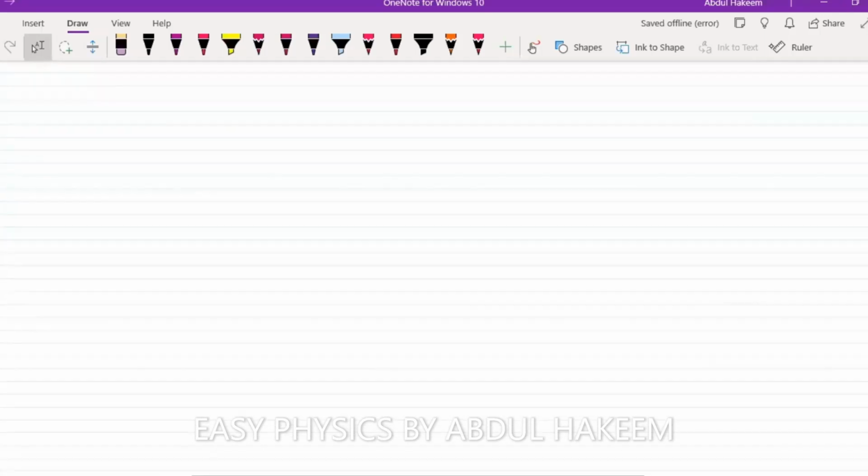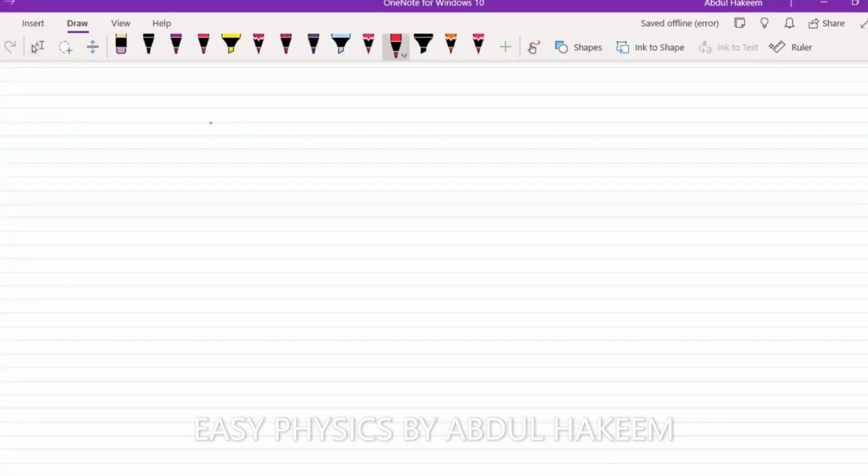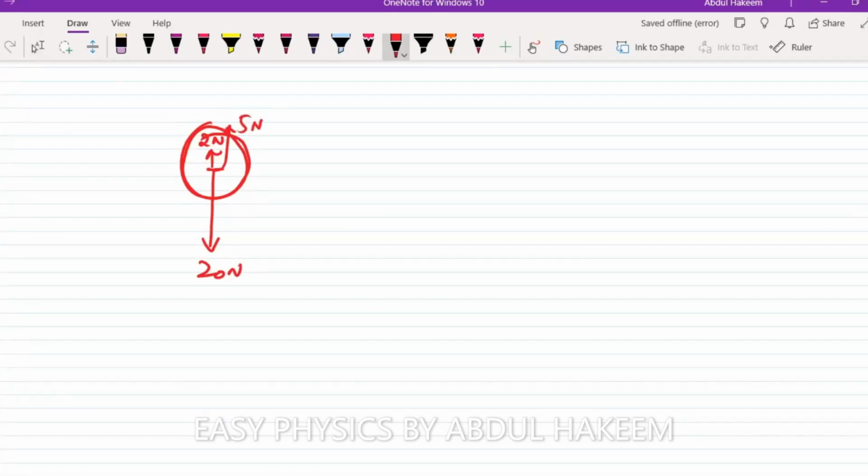Okay, now next important. If this object is falling down, its weight is 20 Newton. At some instant, the upthrust is 2, and the air resistance is 5. Now the question is, what is the resultant force? The resultant, the unbalanced force, will be 20 minus 2 minus 5, which is 13 Newton.